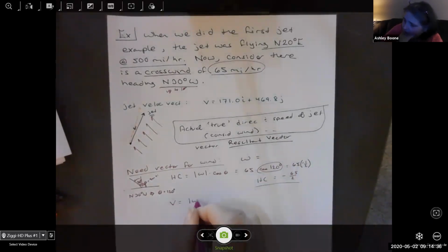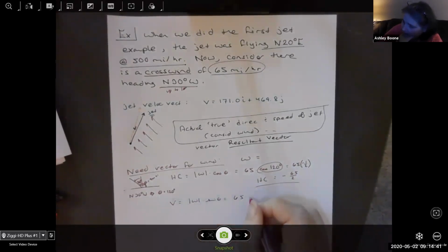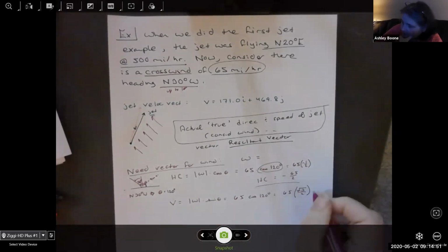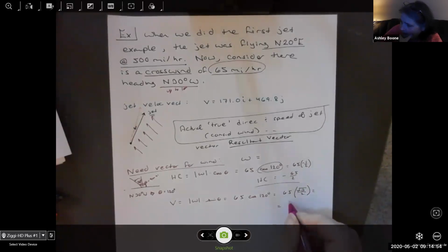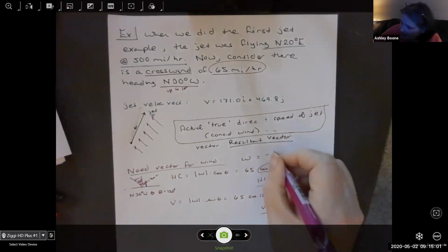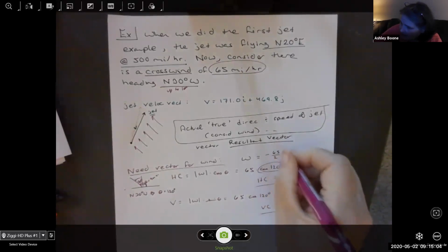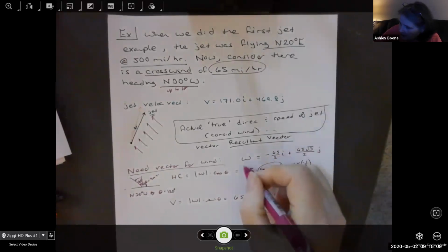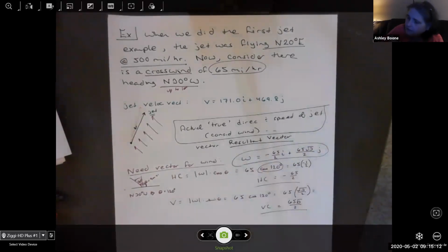Vertical component is magnitude times the sine of the angle. Magnitude is 65, sine of 120 degrees. So that's 65 times positive square root of 3 over 2. I'm just going to write that as 65 root 3 over 2. That's my vertical component. So my wind is negative 65 halves i plus 65 square root of 3 over 2 j. There's my velocity vector for wind.